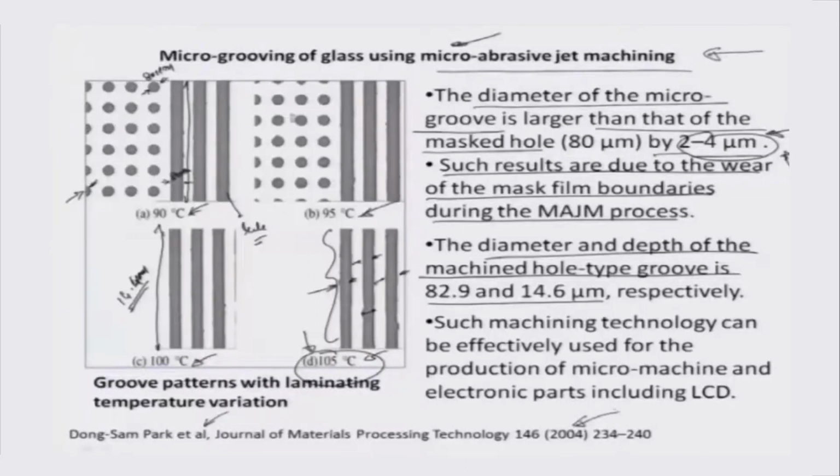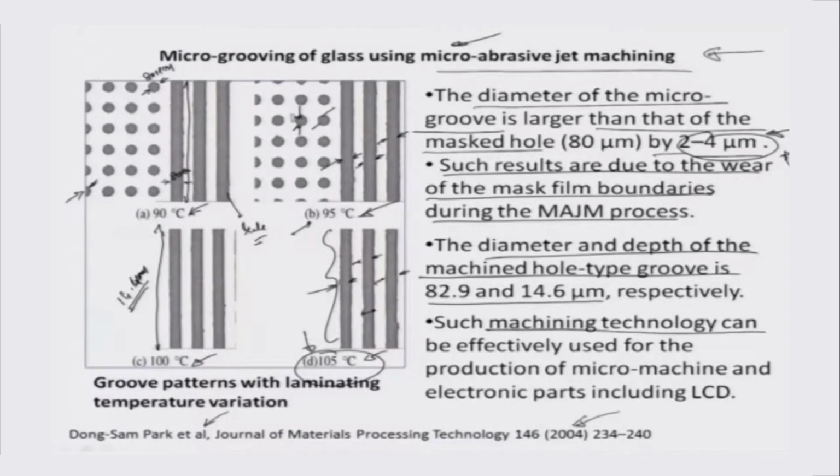Similarly, if it is at about 95 degrees or so, 90 to 95 degrees, you can see that the features are quite smooth in nature, depth wise if you look at it, and also cross sectionally at a different magnification or scale.